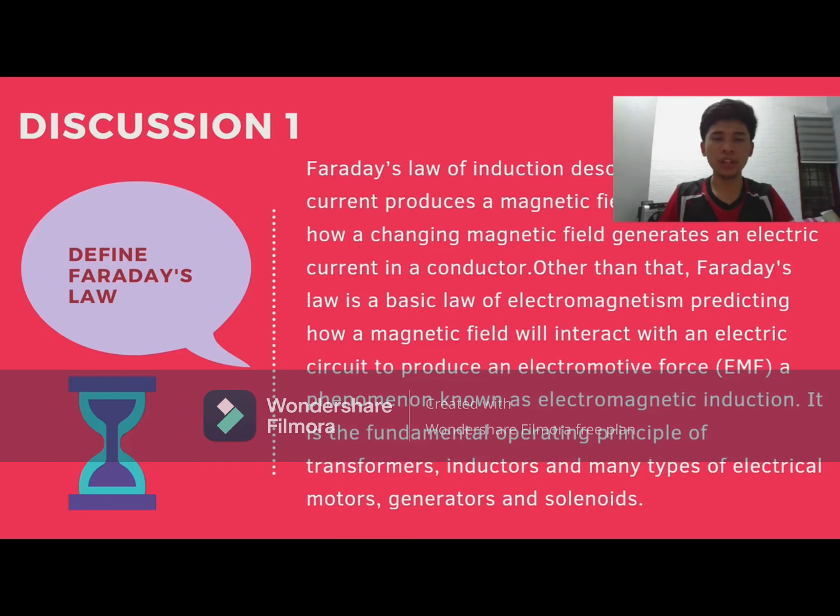You can see that Faraday's law describes how an electric current can produce a magnetic field, and the magnetic field can also produce an electric current. We can see this phenomenon in a few items that we usually know, like transformers, inductors, motors in our motorcycles, and generators that provide us electricity every day. Okay, this is for discussion 1.